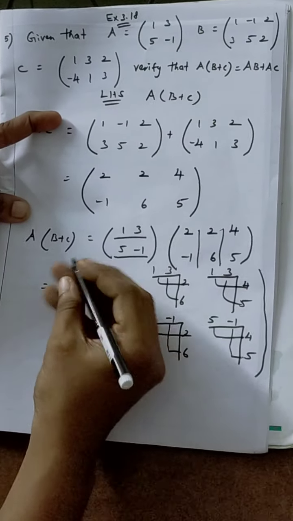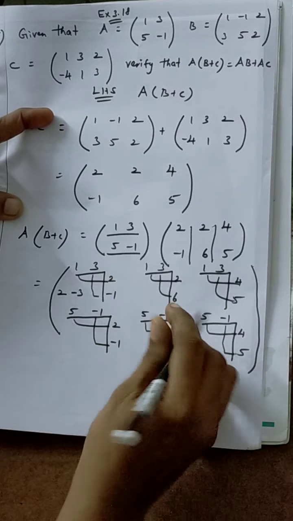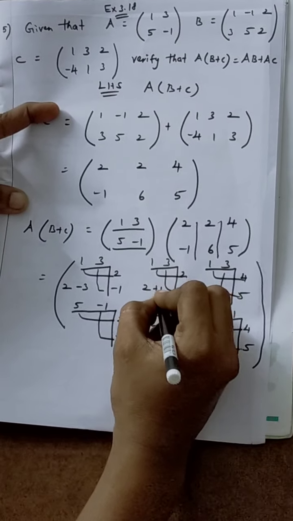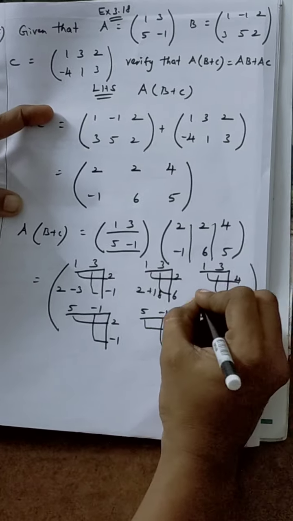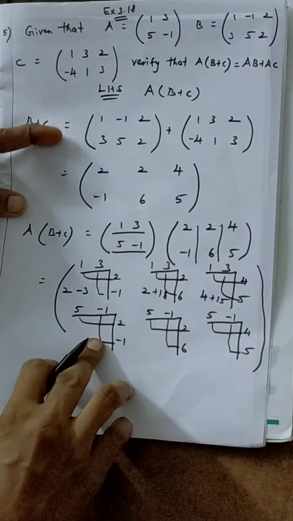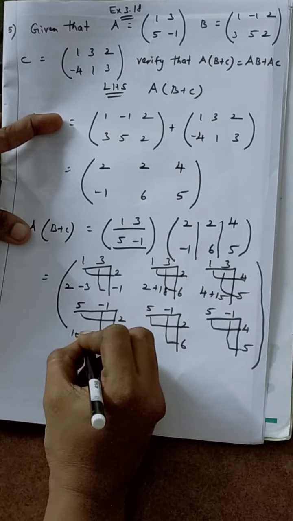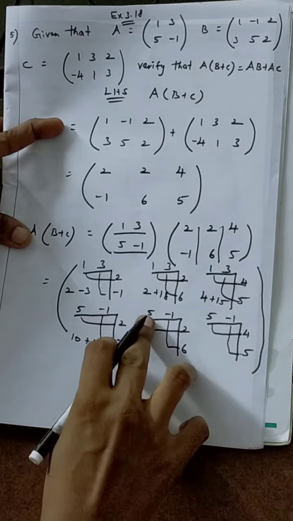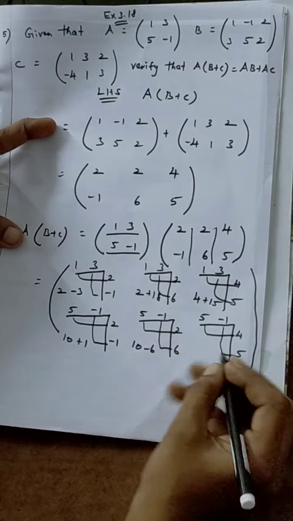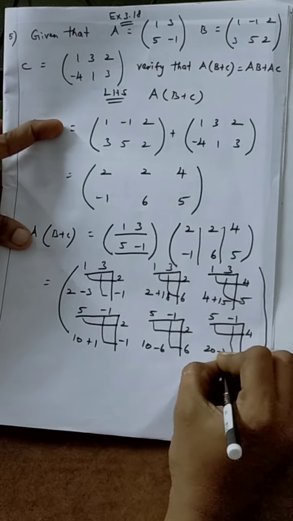1 into 2, so 2. 1 into minus 1, 3 into minus 1 is minus 3. Next one, 1 2s are 2, 3 6s are plus 18. Next one, 1 4s are 4 plus 3 5s are 15. Next, second row: 5 2s are 10. Minus 1 into minus 1, so minus into minus is a plus 1 only. Next one, 5 2s are 10. Minus 1 into 6, minus 6. Next one, 5 4s are 20. Minus 1 into 5 is minus 5.